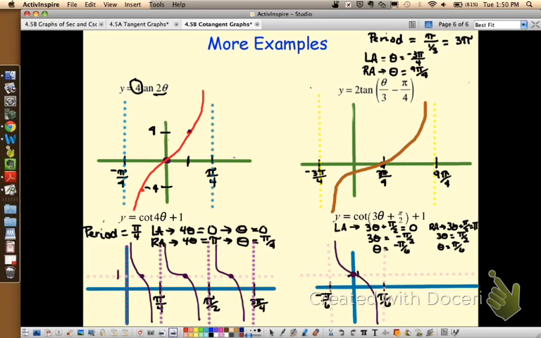And so that does conclude this video. I hope that you now know how to graph the tangent and the cotangent curves without any problems.